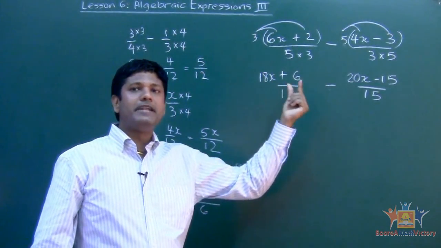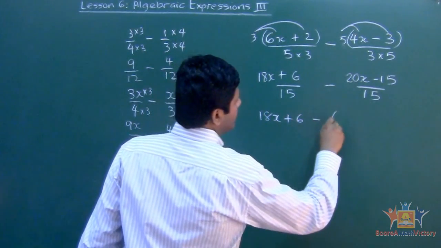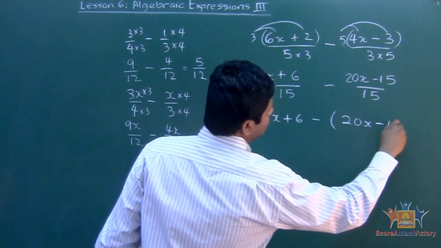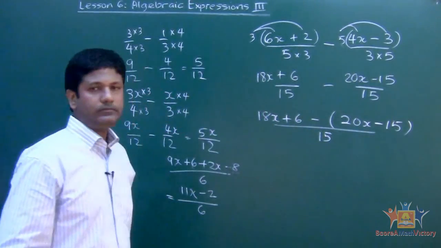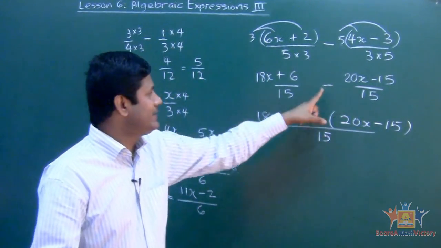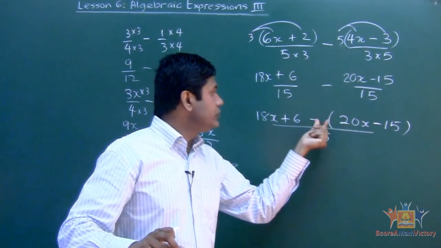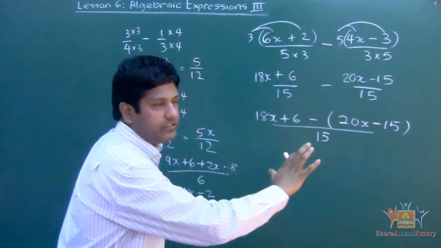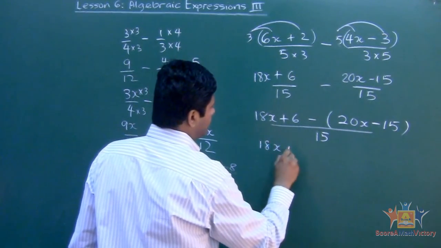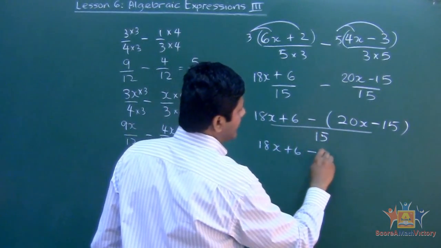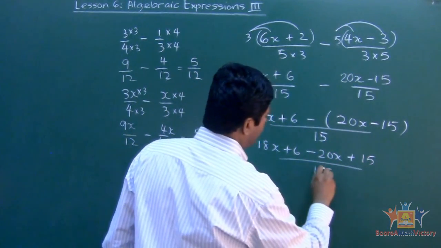Yes, we have the common denominator. Now be careful when I combine them. Make sure you put them in a bracket, and the whole thing over 15. Very important, pay attention. This negative applies to this whole thing, the bracket. Now you open the bracket, so you distribute the negative. You're going to see the signs change when I open the bracket. So you get 18x plus 6, negative and positive becomes negative 20x, negative and negative becomes positive 15, over 15.